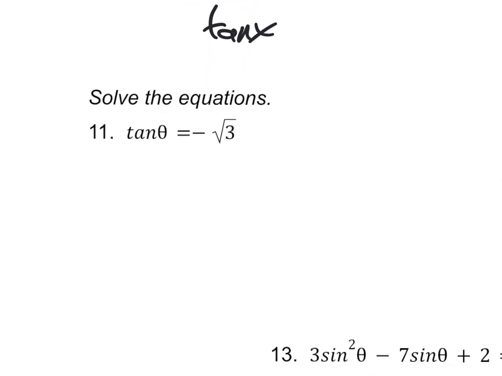Number 11, let's do these equations. The first one's just asking you where is tangent negative square root of 3. Remember, if you see 1, 3, it's a pi over 3. I want you to give me all the answers between 0 and 2 pi. So that'd be quadrant 2, which is 2 pi over 3, and also quadrant 4, which would be 5 pi over 3. No real work on that one.